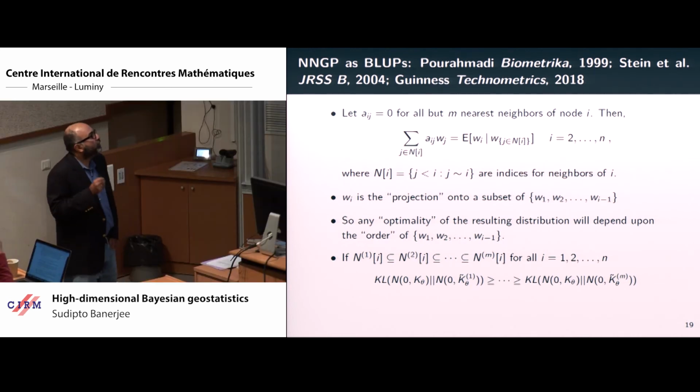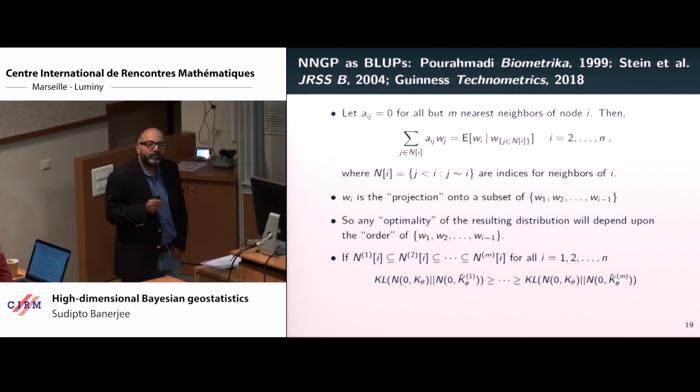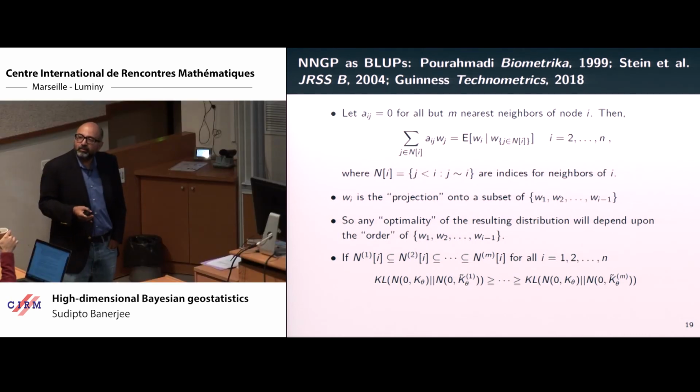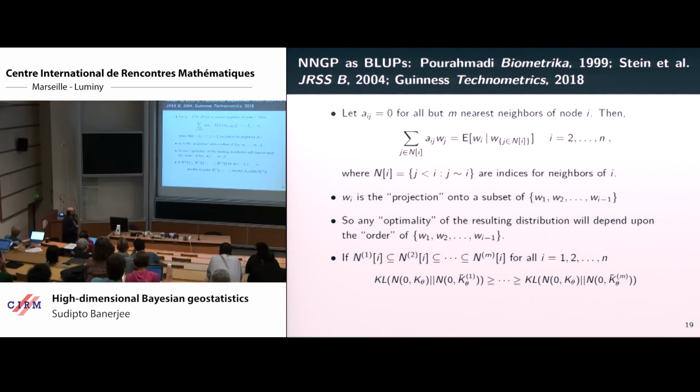So there are some undesirable features about this NNGP. First, the bad news. Let me give you the bad news. Well, any optimalities, now this is good. Conditional expectations are beautiful creatures, right? I mean, we all like them. They have optimality properties. They're projections in Hilbert spaces. But any optimality of the resulting distribution in this framework will depend on the order of the W1 through Wi minus 1. That's bad news number 1.